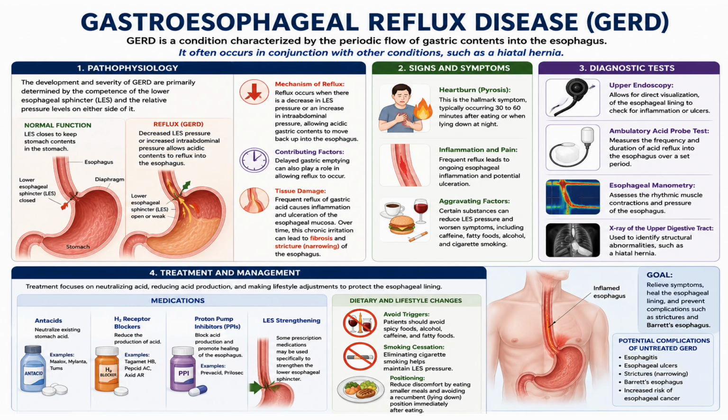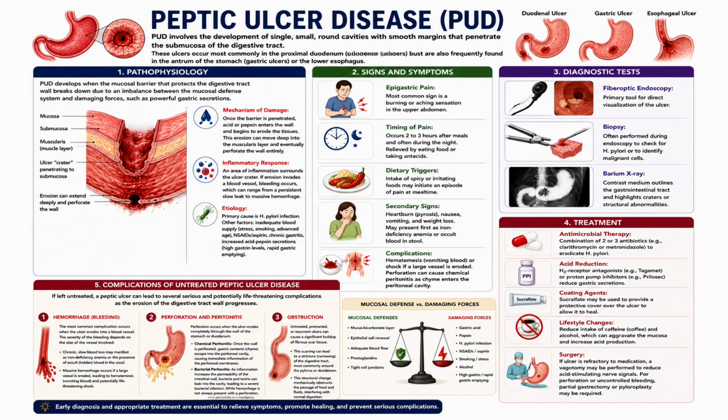Now, long-term management basically includes important lifestyle modifications, avoiding dietary triggers such as spicy foods, alcohol, caffeine, and fatty foods, stopping smoking, eating smaller and more frequent meals, avoiding lying down immediately after eating. All of this helps to minimize the reflux and reduce the symptoms.